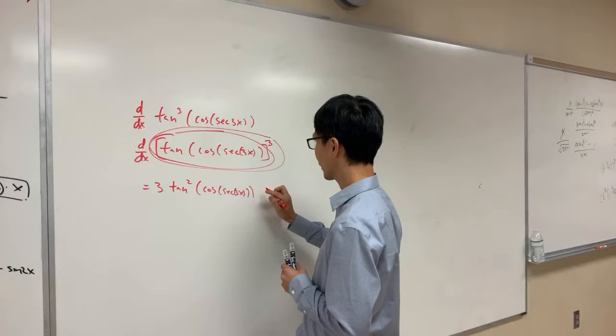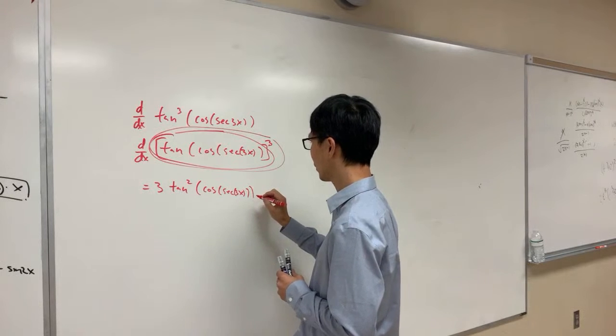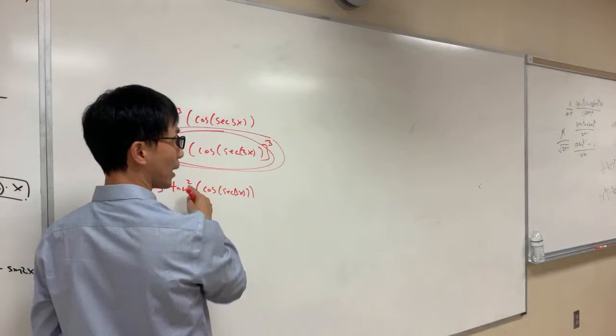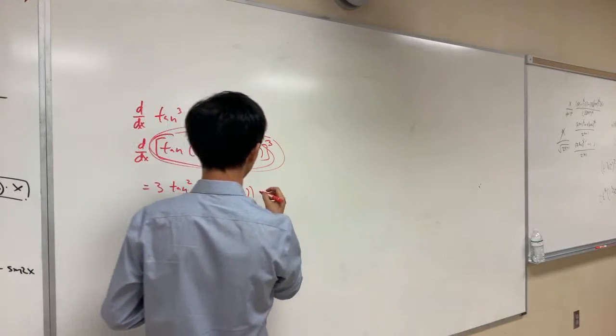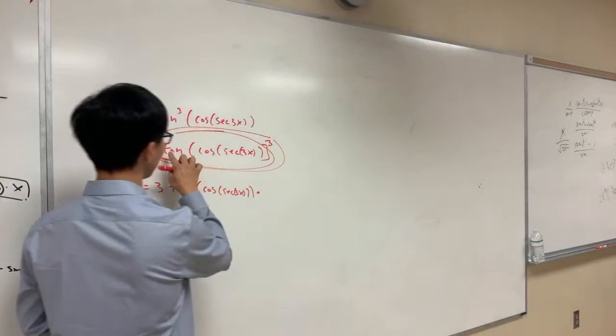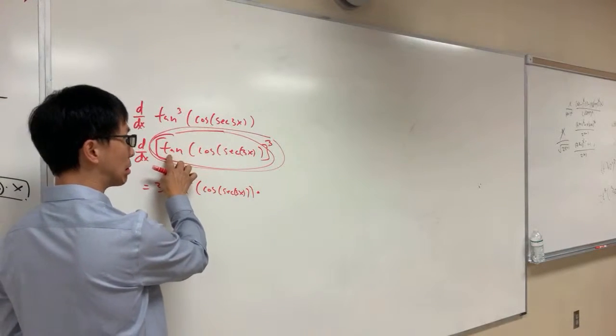Why is the exponent 2 instead of 3? Because it goes down by one, so I can write it inside. I don't have to write it in a bracket. So times the derivative of tangent, which is secant squared.